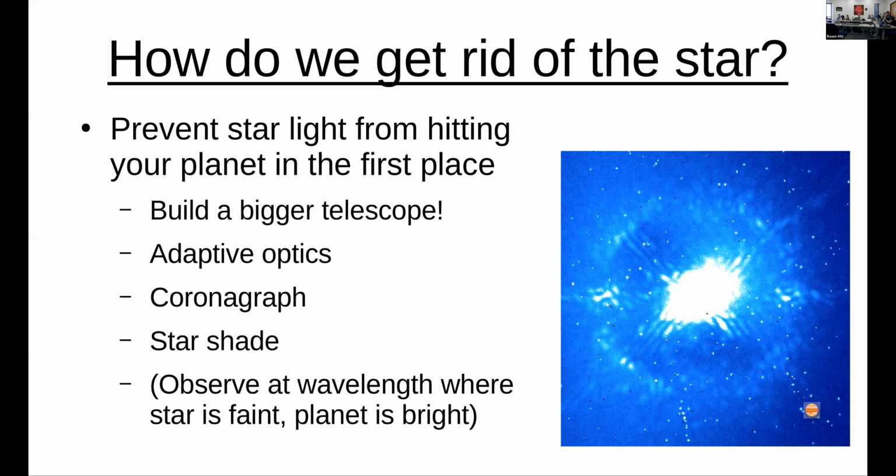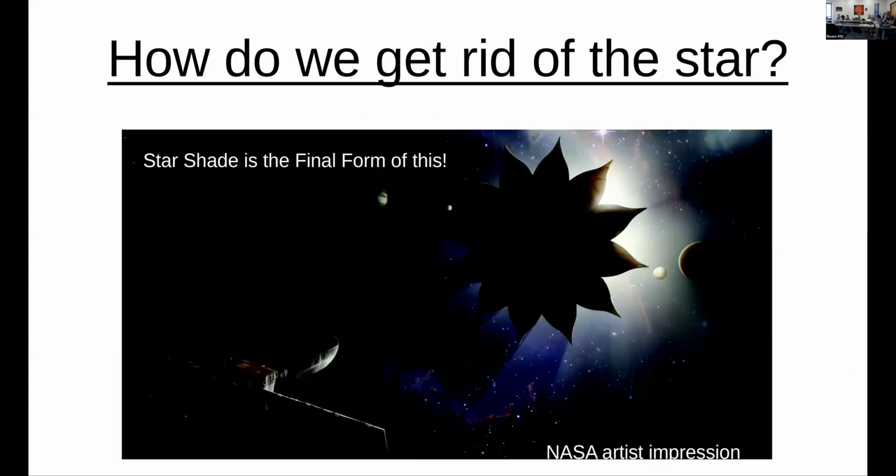Then another obvious solution is you can observe the star at a wavelength where the star is faint and the planet is bright. So that's why most observations of planets are done in the near-infrared or the mid-infrared. And especially you target young objects so that they are still hot, and the contrast between the star and the planet is better.